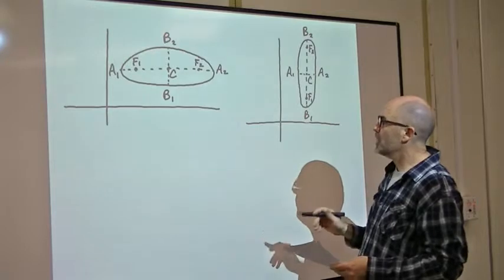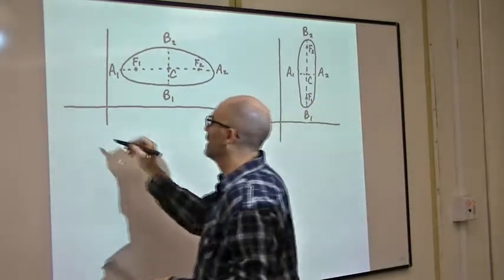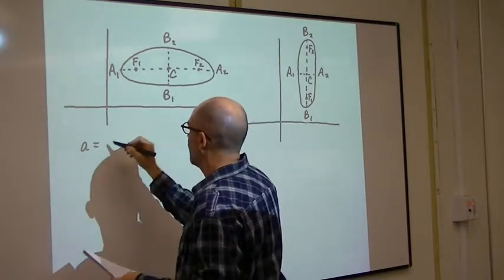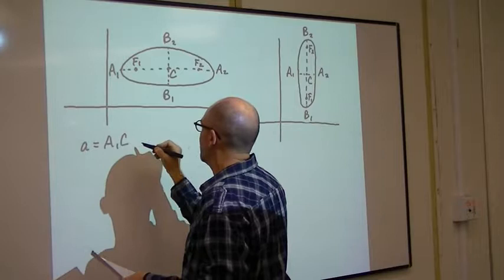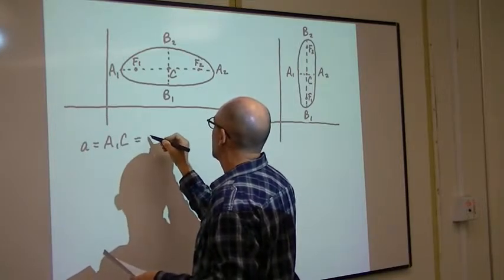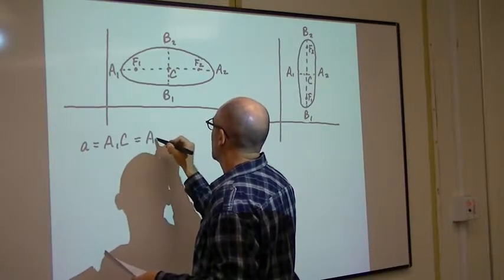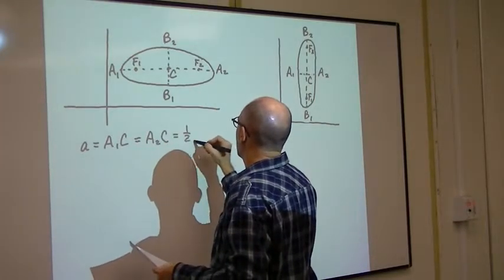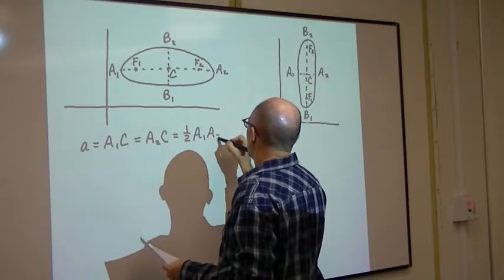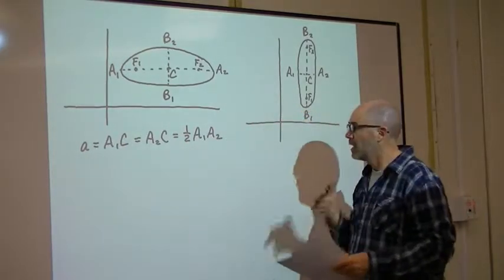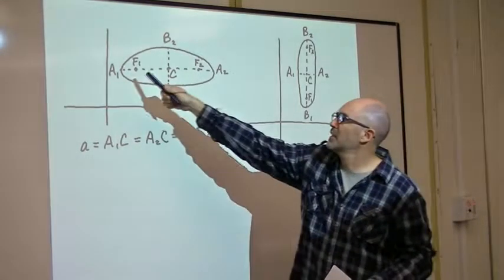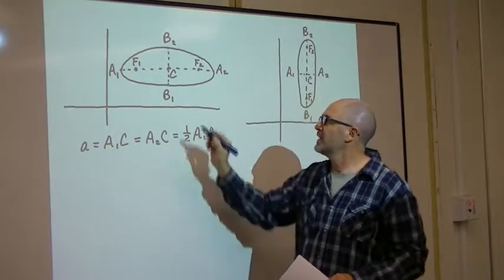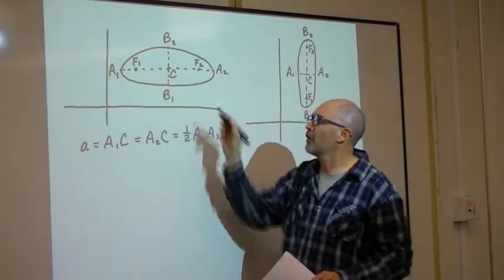Now, what we're going to do is we're going to say A equals A1C, which equals A2C, which equals 1/2 A1, A2. Okay, so the horizontal axis is A1 to A2. Small a, lowercase a, is half of the horizontal axis.